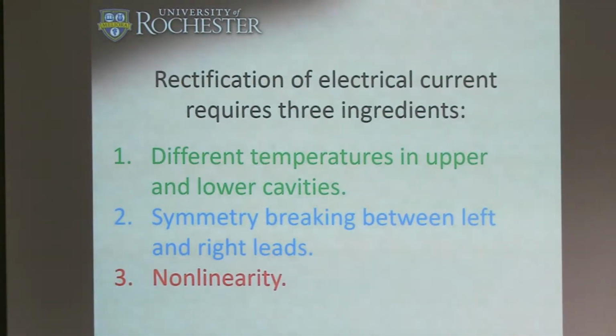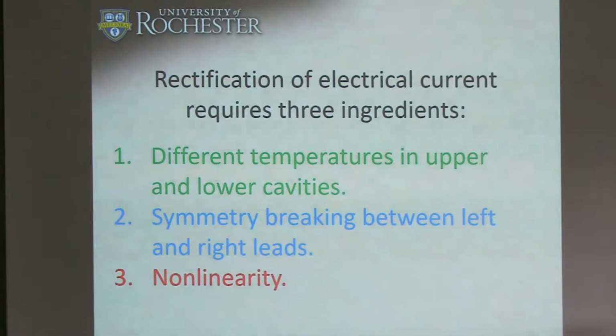So here are the three different ingredients we're going to need as a part of our recipe to make such an engine work, to get rectification out. The first ingredient we're going to need is different temperatures in the upper and lower cavities. Unlike Brillouin's example that I was talking about before, having simply something at one temperature, we know from general thermodynamic principles, won't work, but we'll see that in more detail as our first ingredient.